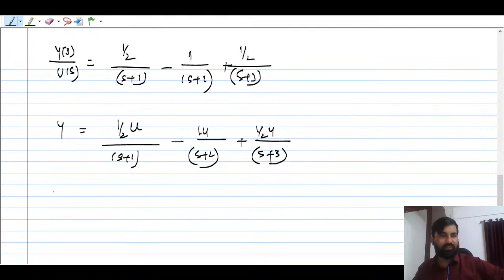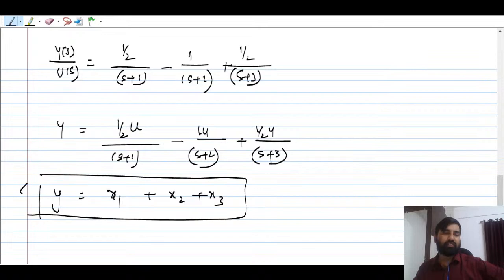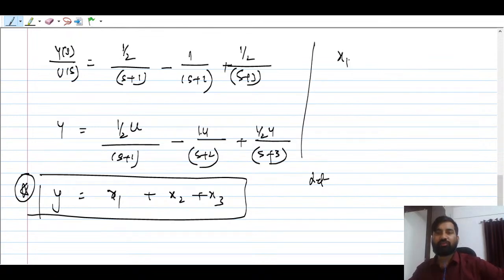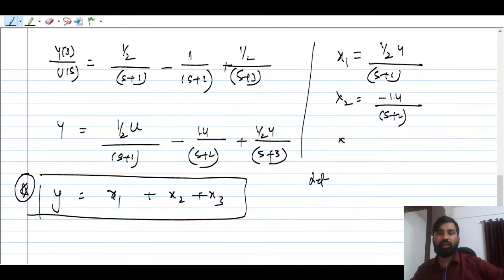So what you can do here is consider that Y is going to be equal to x1 plus x2 plus x3. This is your Y. You can let x1, x2, and x3 be these terms. So what are x1 and x2? You see, x1 is going to be 1 by 2 U upon s plus 1, x2 is going to be minus U upon s plus 2, and x3 is going to be 1 by 2 U upon s plus 3. I think it is very simple.